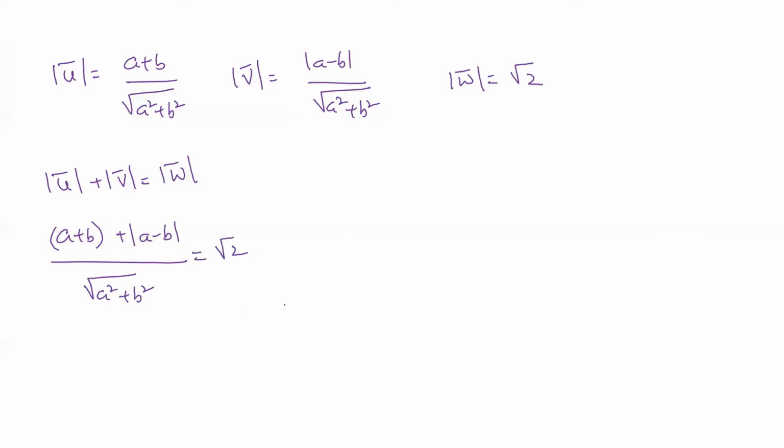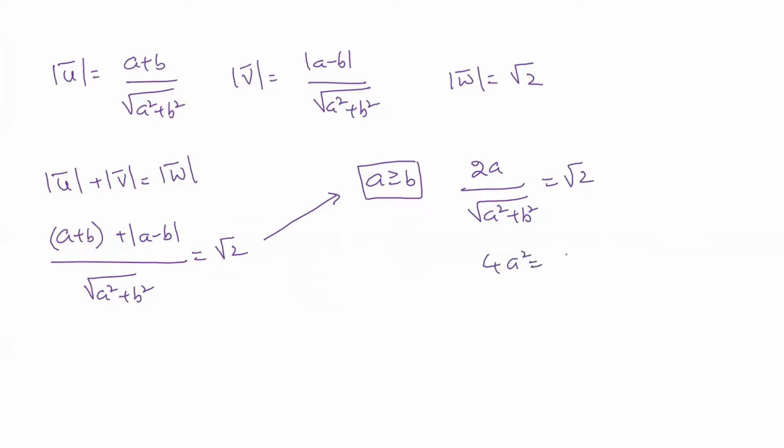So now we have two different cases possible. So let's assume a is greater than or equal to b. So what will happen in this case? If I assume a is greater than or equal to b, this can be written as a minus b. In that case, b and b get cancelled, and we will be getting 2a upon under root of a square plus b square is going to be equal to root 2, right? So now squaring both sides, this is going to give you 4a square equal to 2 times (a square plus b square). So from here we are going to get a square equal to b square, but a and b both are positive numbers. So we will be getting a equal to b.